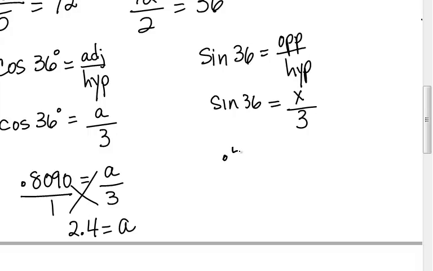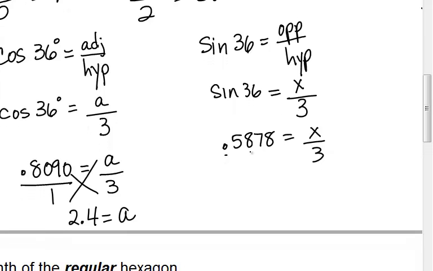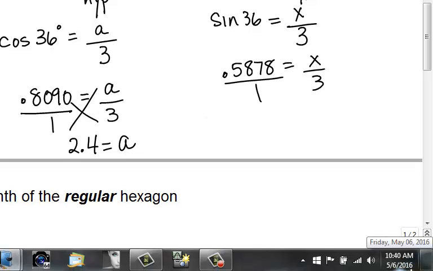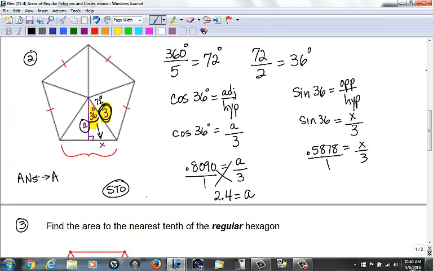I get 0.5878 equals x divided by 3. You're dividing by 3 and you want to get x by itself, so do the inverse, multiply by 3, or you can write it over 1 and cross multiply. You're still multiplying by 3, so take what's on your calculator times 3, and I get 1.7, 1.8 if I round it. Now I'm rounding it on the paper. I am not going to round it on the calculator. That 1.8 is this x.